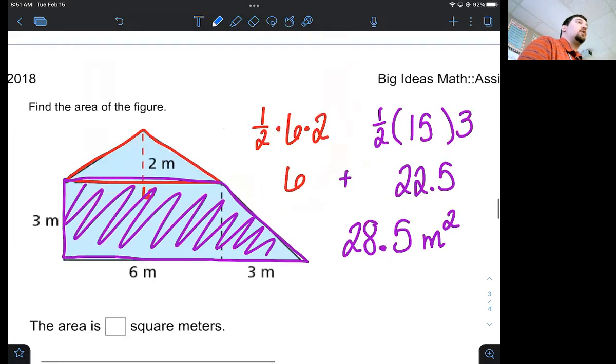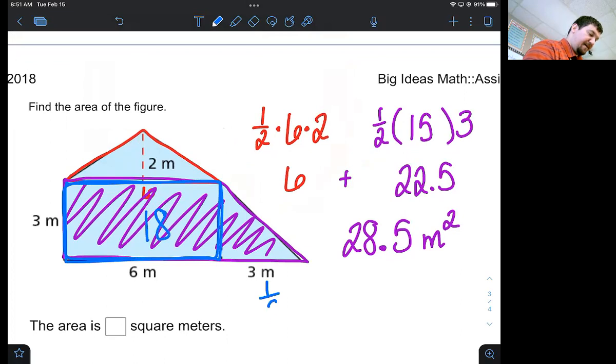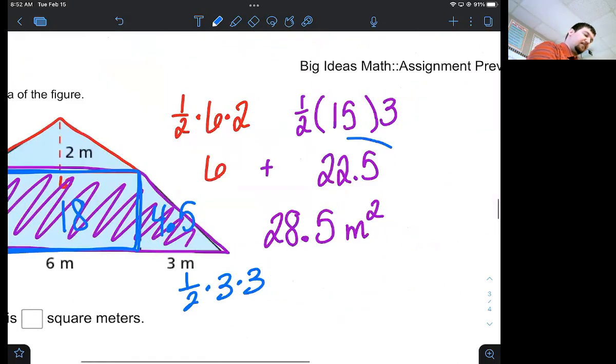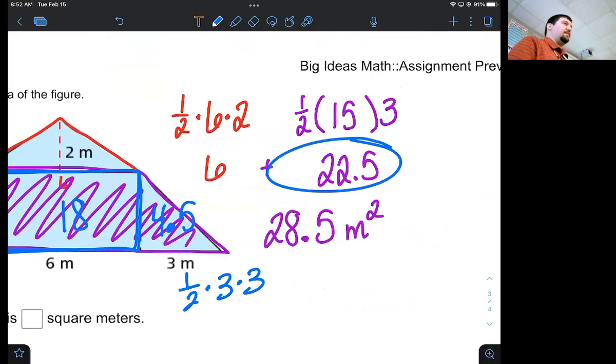If you did split this into a rectangle, you would have done 3 times 6. What's 3 times 6? 18. And then you would have done 1/2 of base times height. 3 times 3 is 9, and half of 9 is 4.5. And if you add 18 and 4.5 together, you get 22.5, which is what we got when we did the whole thing. So it just saves you a little bit of time if you just use it as a trapezoid instead of 2 different shapes. Yes, Parker.